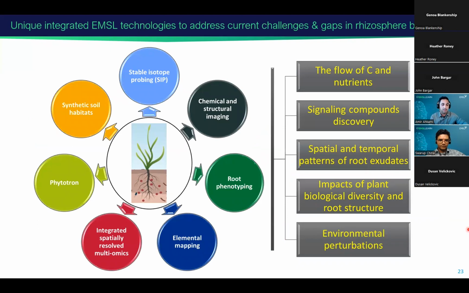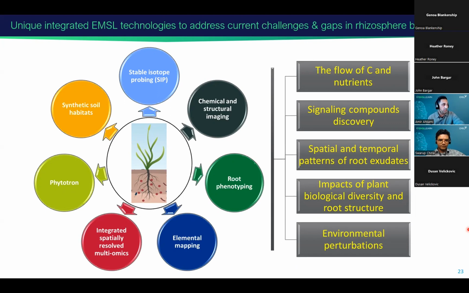Now I want to highlight why we believe EMSL is a good place to do this type of study, and what specific capabilities we can offer to the user community to address questions in the context of rhizosphere biology. Being in the national lab, and EMSL as a DOE user facility, enables us to get access to state-of-the-art and integrated technologies to address research gaps in the area of rhizosphere biology. Being in EMSL uniquely positions us to get access to these integrated capabilities.